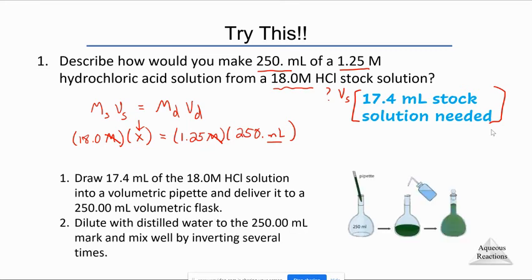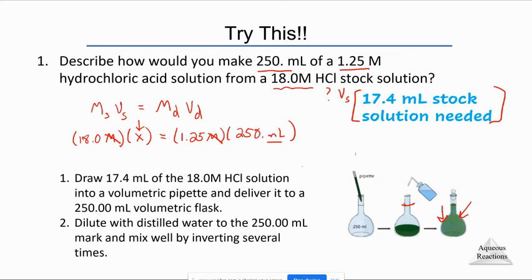Then what we're going to do is take our distilled water, and we're going to fill that 250 milliliter volumetric flask to that graduation mark. So we're not adding 250 milliliters of water, we're filling it to that mark. And then we're going to invert several times to mix. That's pretty much it. It's a simple calculation. The premise is the moles of our solute don't change at all, but our concentration goes down because we're diluting it with more of our solvent.